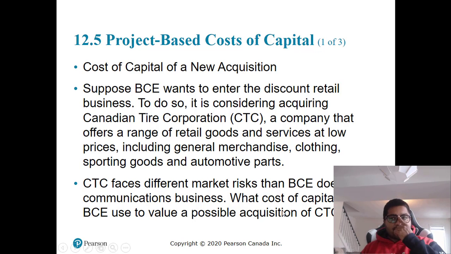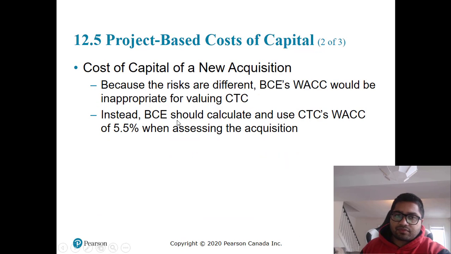So if a firm is going into a different line of business, then, BCE is Bell Communications, so it is mostly into cell service. But if it wants to go into retail and it is acquiring Canadian Tire, then that's a different set of business. So you cannot use your existing WACC for funding that project. So you have to find out the WACC that Canadian Tire uses, because it's a different line of business.